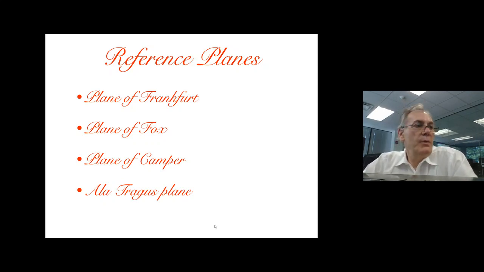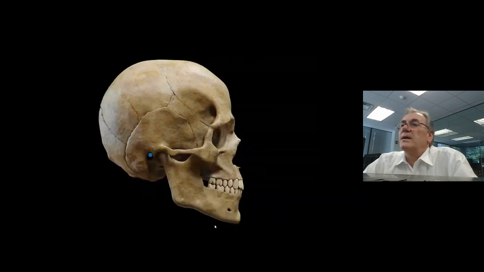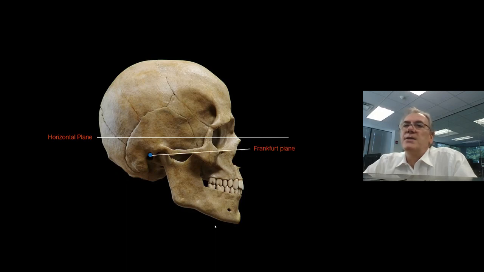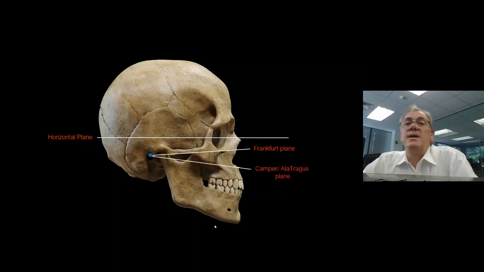So when we refer to planes of occlusion, we need to look at the major reference planes that we are using in dentistry. And these planes are the Frankfurt, the plane of Fox, the Camper plane, and the ala tragus plane. So the Frankfurt plane is the horizontal plane that represents the horizon, and it's the reference that we keep in consideration when we evaluate the natural head position. The Frankfurt plane is the plane that runs from the suborbital to the meatus acousticus, and the Camper and the ala tragus planes run from the nasal spine to the meatus acousticus.